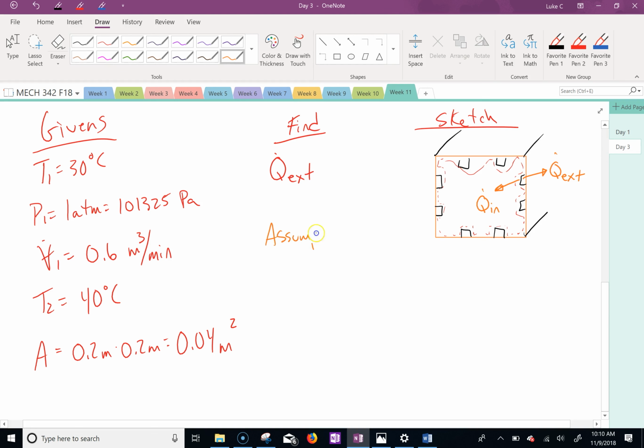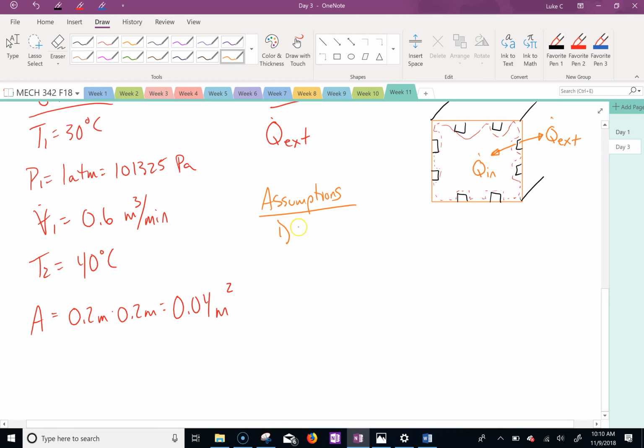Assumptions. We're actually trying to figure out what the Q in to the air would be. Does it heat up? Yeah, it heats up 10 degrees C. So we're going to look for that. So assumptions, we have steady state, and we can do an ideal gas.